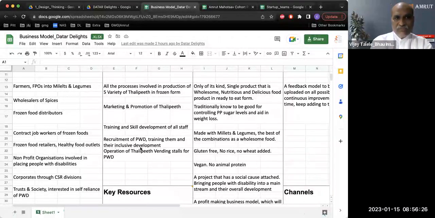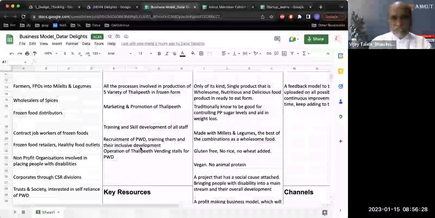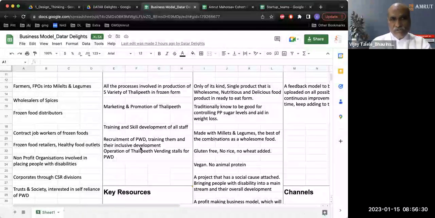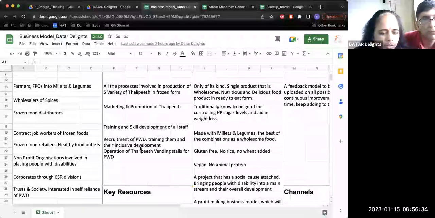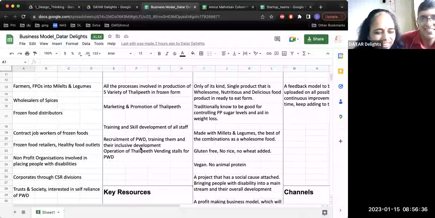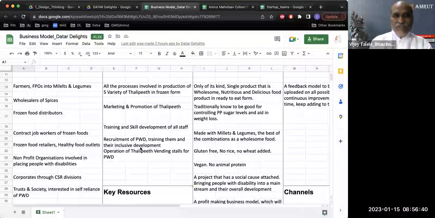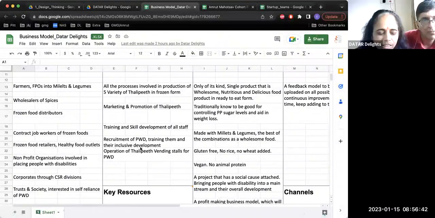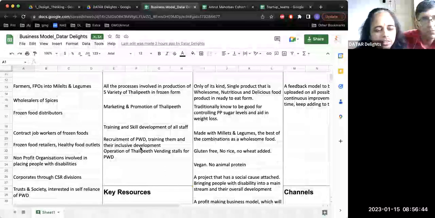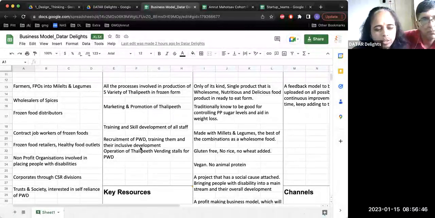And how do frozen food retailers and healthy food outlets become your key partners, because they are also your customers? Yeah, I had a doubt here. Because see, if they are your customers, they won't be coming to this block. See, how I looked at it is frozen food retailers will be buying from us and reselling.